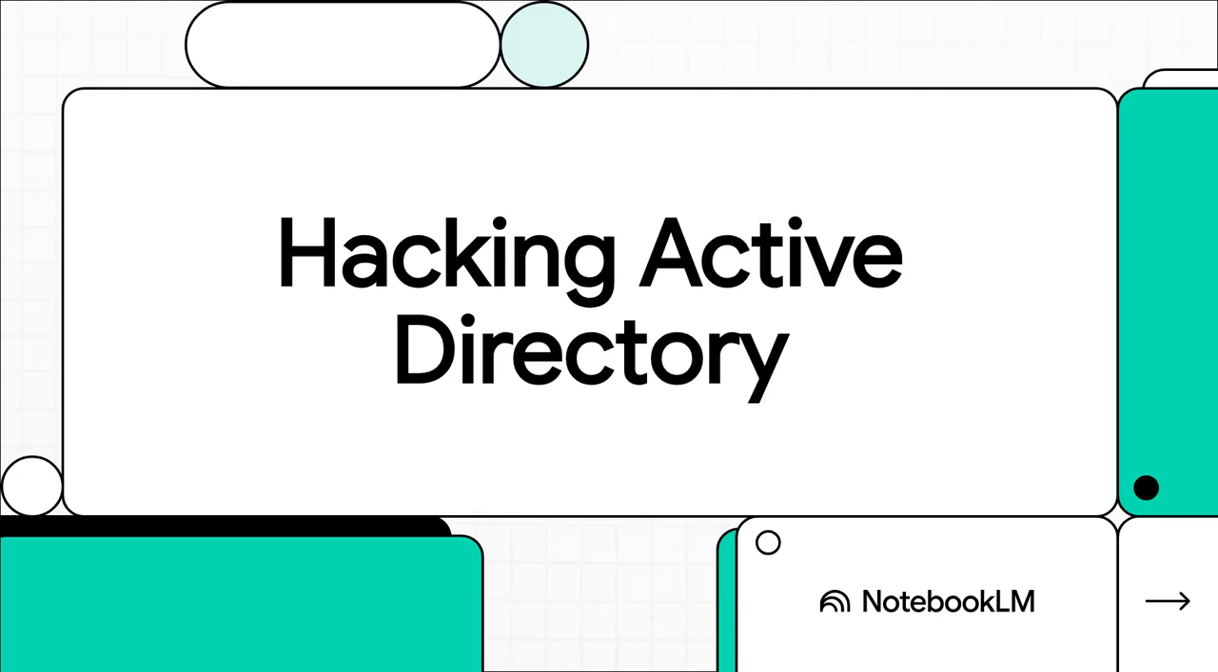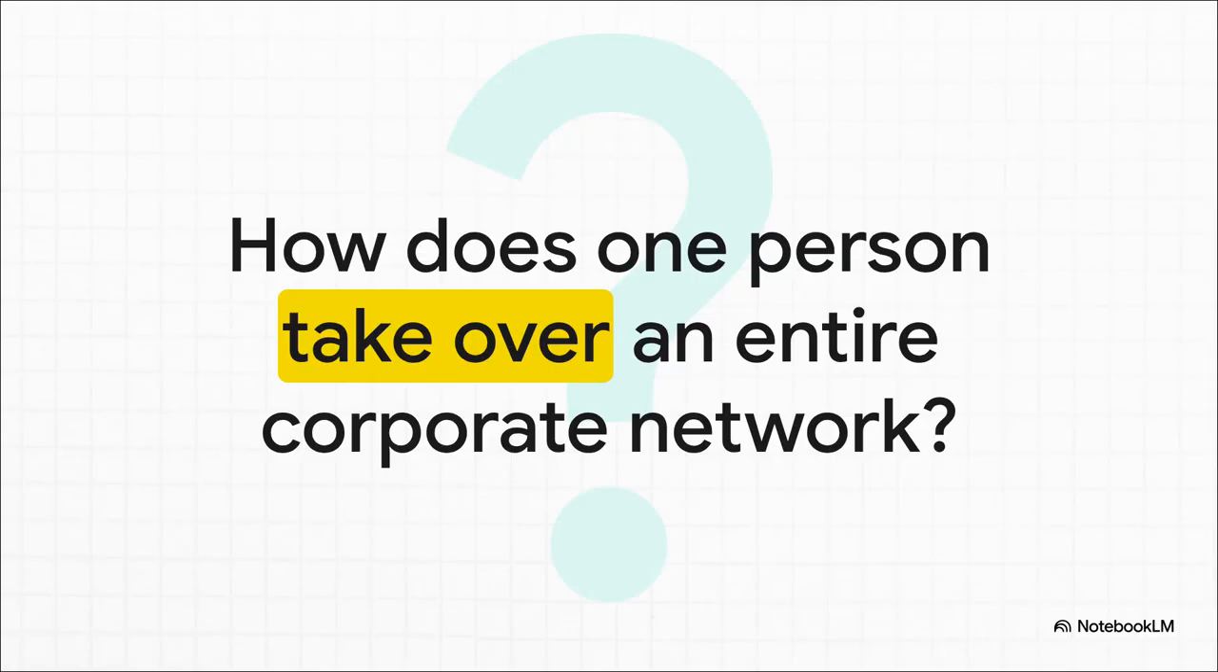Today, we're going to walk through the exact path of a full-blown network compromise. We're talking about how an attacker goes from a total nobody, a low-level user, to the absolute king of a corporate domain. So, how on earth does that even happen? It all really boils down to this one question.